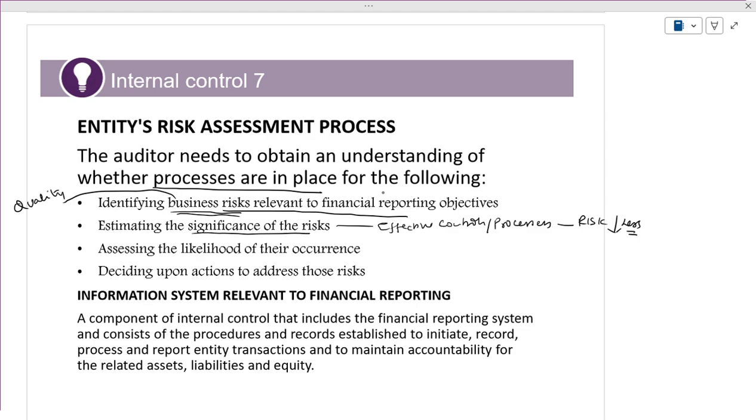Task will be easy, is it? And assessing the likelihood of their occurrence, whether it is occurring once in a while or it is occurring repeatedly.